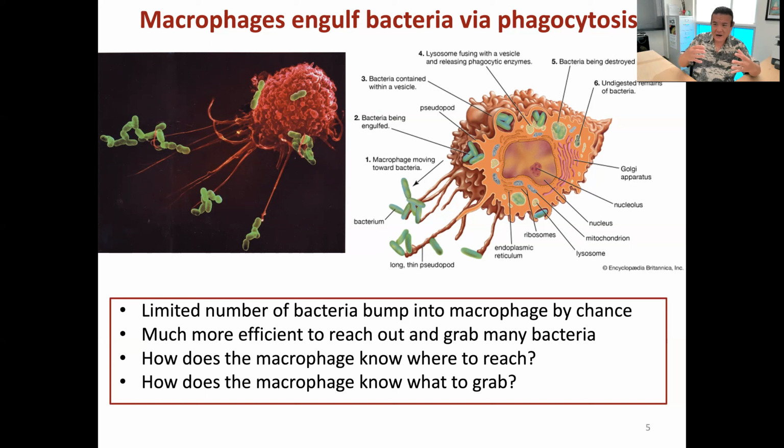Because after all, the macrophage is going to be bumping into way more of your normal cells in your body compared to bumping into a bacteria. So how come the macrophage doesn't just keep trying to eat everything it bumps into? So how does the macrophage know where to reach? How does the macrophage know what to grab?